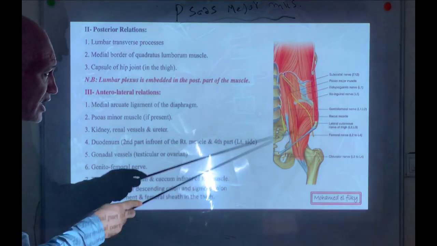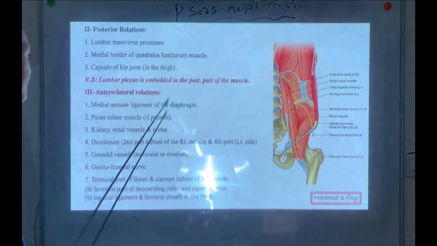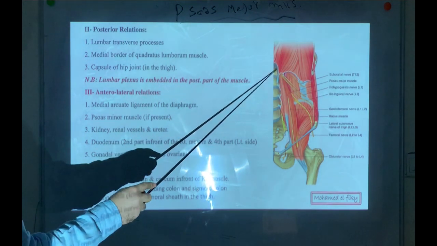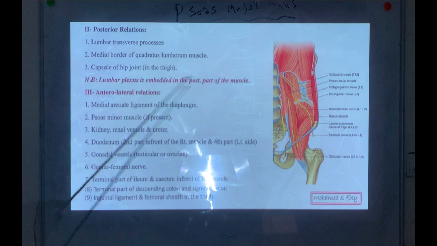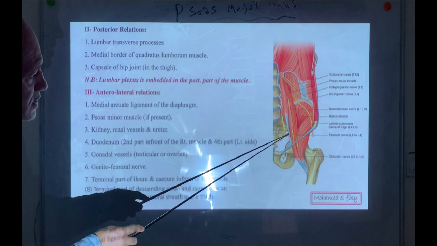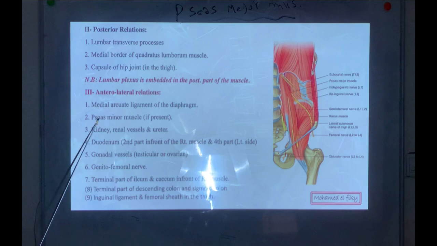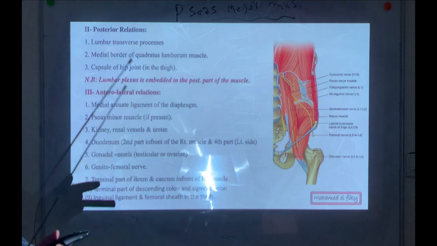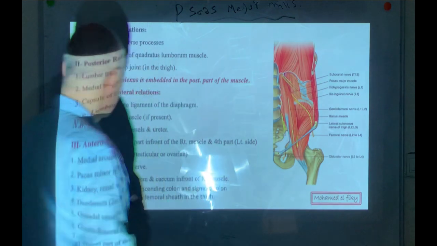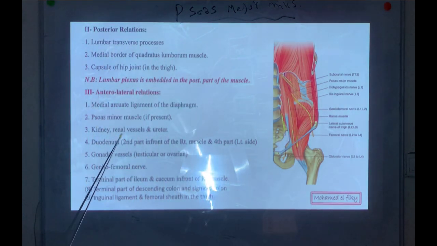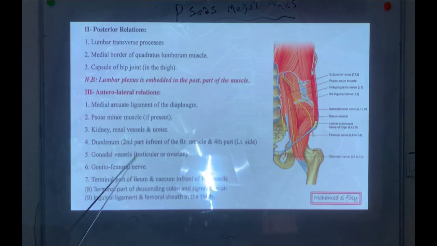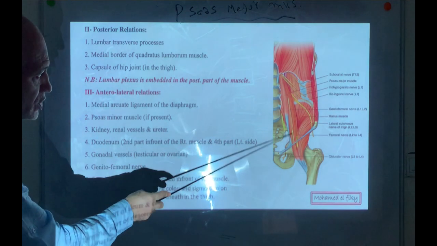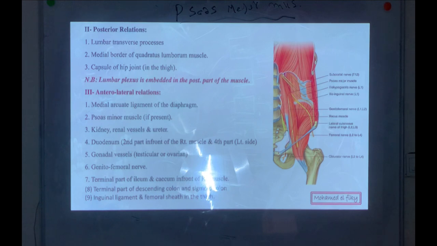Anterior or anterolateral relation of the muscle, in front of the muscle: from above, the medial arcuate ligament, and a small muscle which may be absent called psoas minor muscle. The kidney, right and left, and renal vessels and ureter. Also gonadal vessels, testicular in male or ovarian in female. Also the genitofemoral nerve, which is a branch from the lumbar plexus, as discussed now.